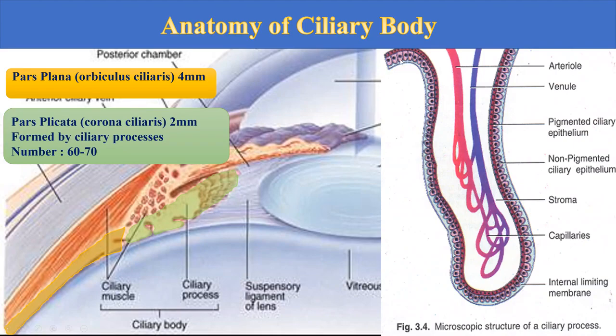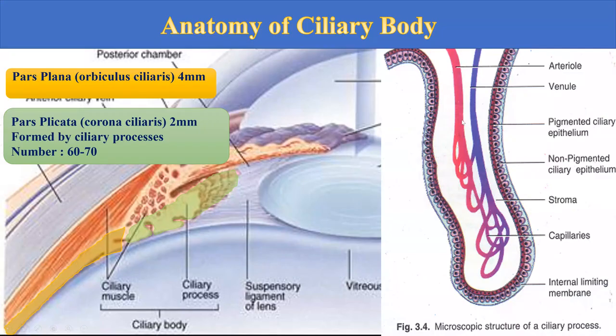The pars plicata is formed of 60 to 70 ciliary processes. If we have a higher magnification of the ciliary process, we will find that it has an inner non-pigmented epithelium and outer pigmented epithelium. And in the ciliary body stroma, there will be a vascular core formed of arterioles and venules. These are the blood vessels that will be responsible for aqueous formation.